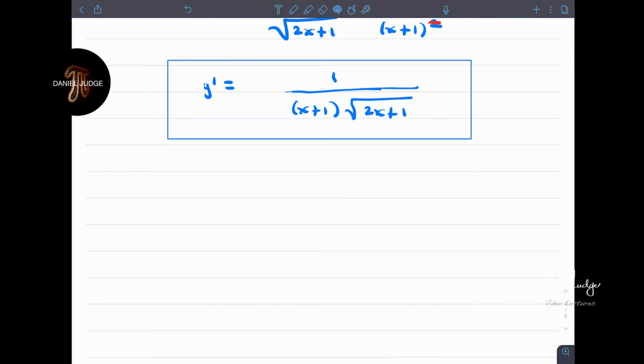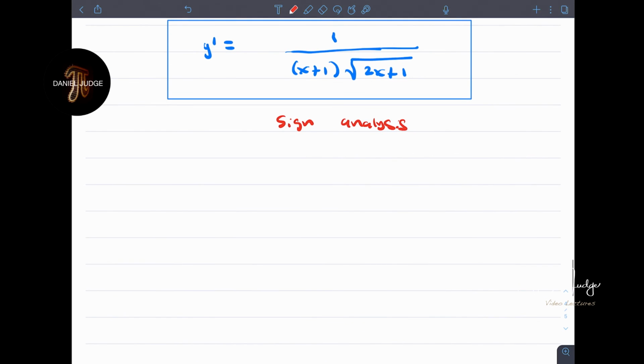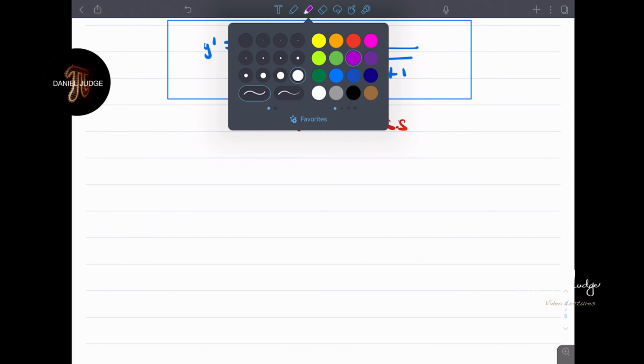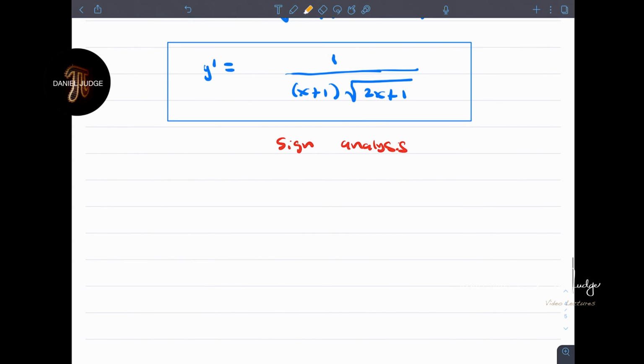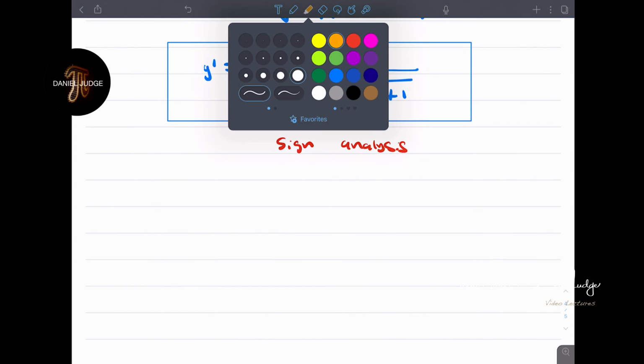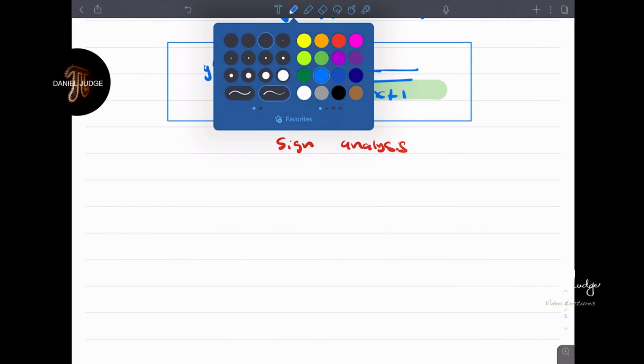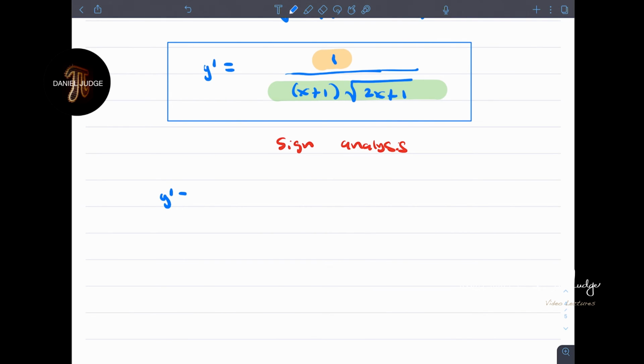And we have to do sign analysis on this. So let's find the critical values. We're going to go through the procedure for sign analysis. Now remember, in the procedure for sign analysis on a first derivative, the numerator gets set equal to 0, and the denominator gets set equal to 0. So that's equivalent to saying, where is the derivative equal to 0, or where does that derivative not exist?